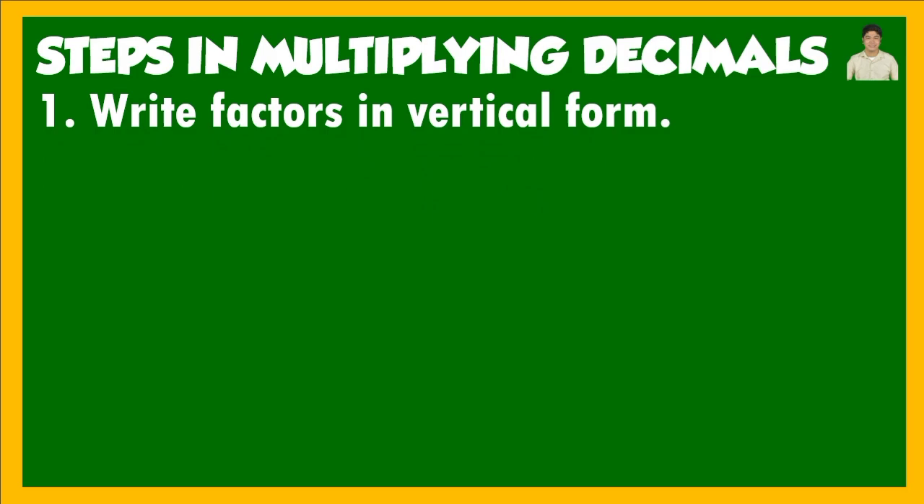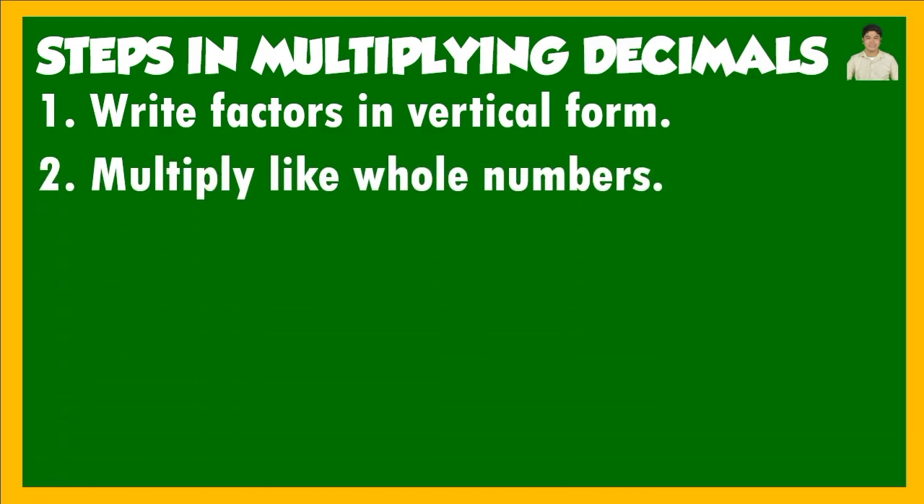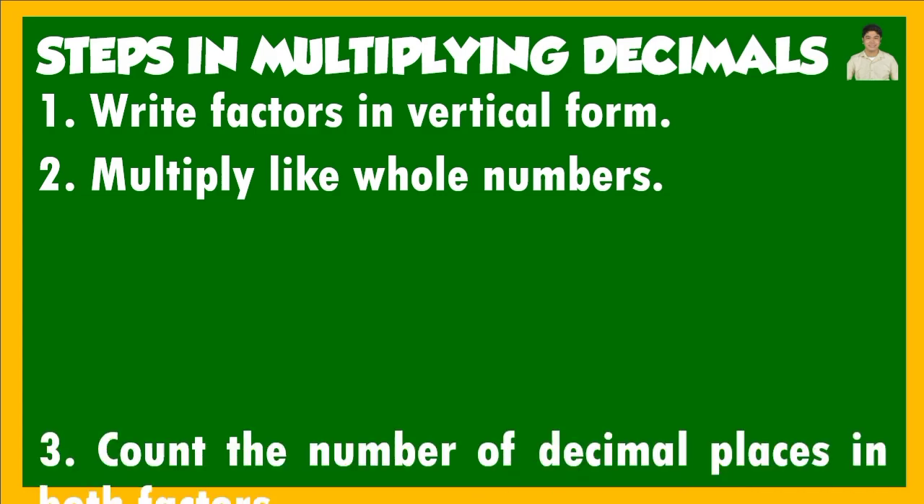First one, write factors in vertical form. Okay. Next, multiply like whole numbers. Okay, so sa pag-multiply ng decimals, para lang tayo nagmumultiply ng whole numbers. So, kung paano natin minumultiply yung mga whole numbers, ganun lang din po sa decimals. Kaya lang, syempre, kino-consider natin dito yung decimal point. So, kailangan nating ilagay yon sa ating mga final answers.